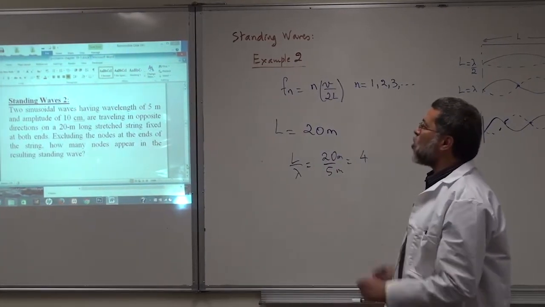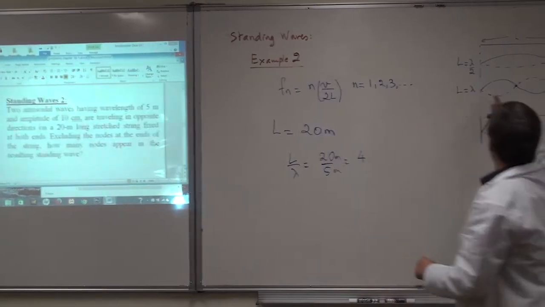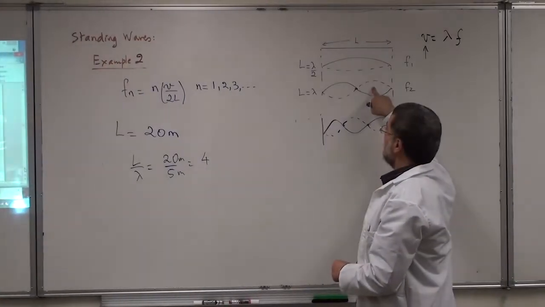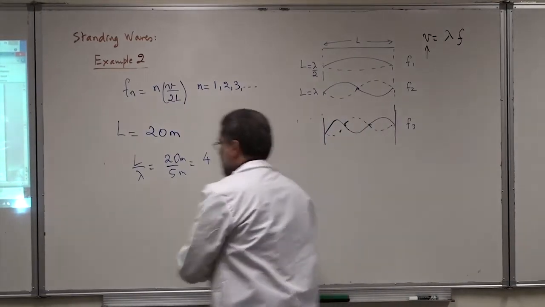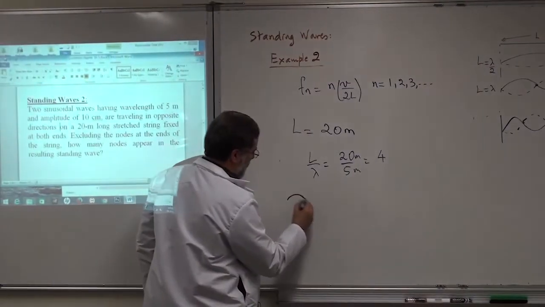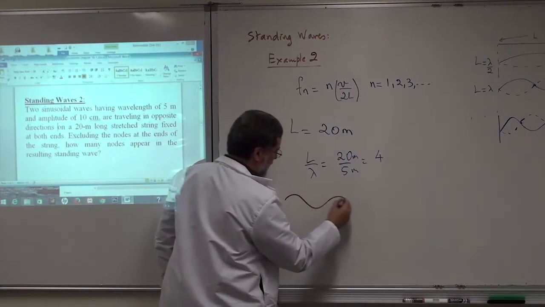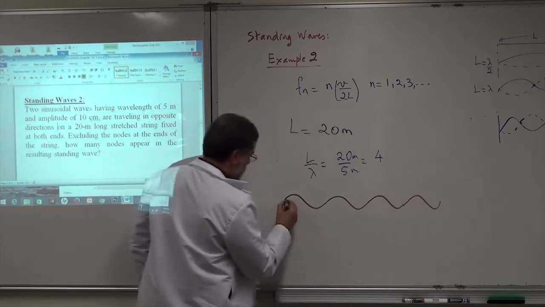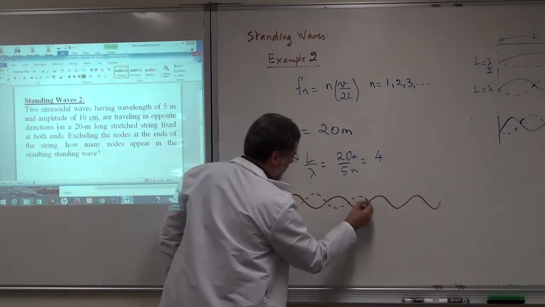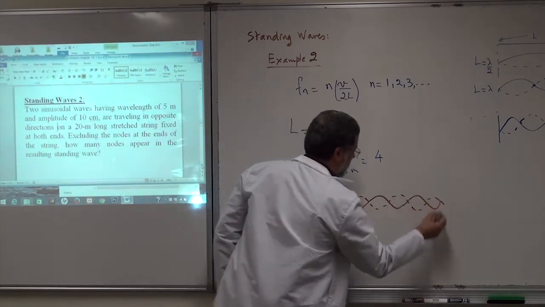So I have 4 wavelengths, 4 shapes like this, okay? Because this is one wavelength. So let me draw them here. One of them will be this. This is one, and the second one is this. The third one is this, and the fourth one is this, okay? So let me complete my standing waves picture and see how many nodes.